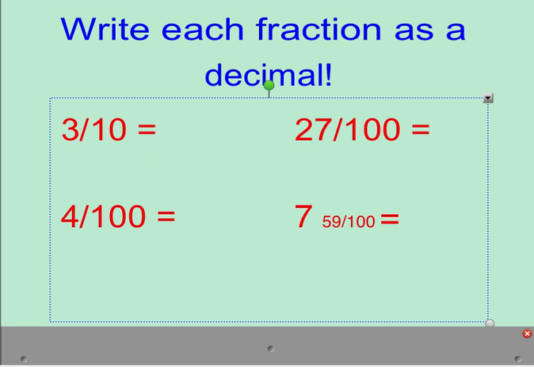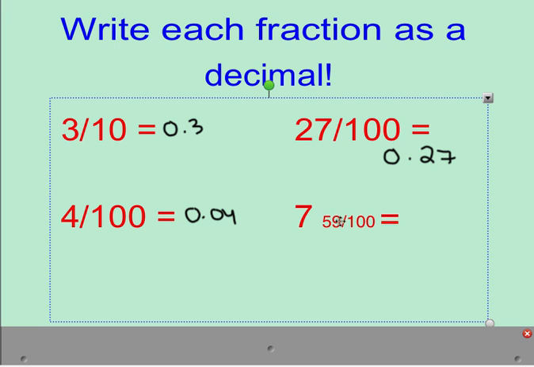All right, last shot here. We're going to try to write each fraction as a decimal. 3/10ths. 4/100ths. So I'm going to write the 4 in my hundredths place. 27/100ths. So read the number 27, the 7's in the hundredths place.